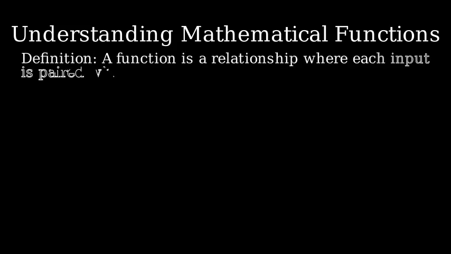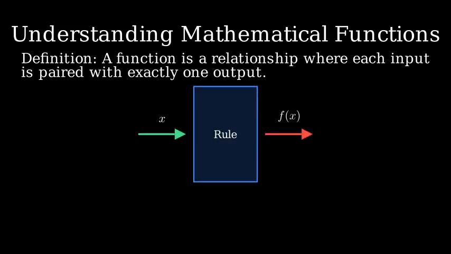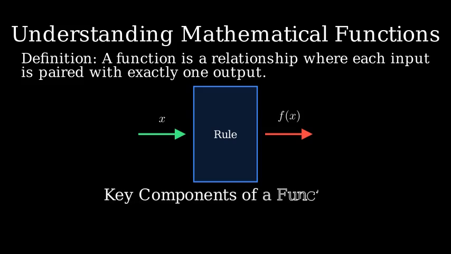Let's start with a basic definition. A function is a special relationship between two sets where each input is paired with exactly one output. You can think of a function as a machine that takes in values, processes them according to a specific rule, and produces a result.